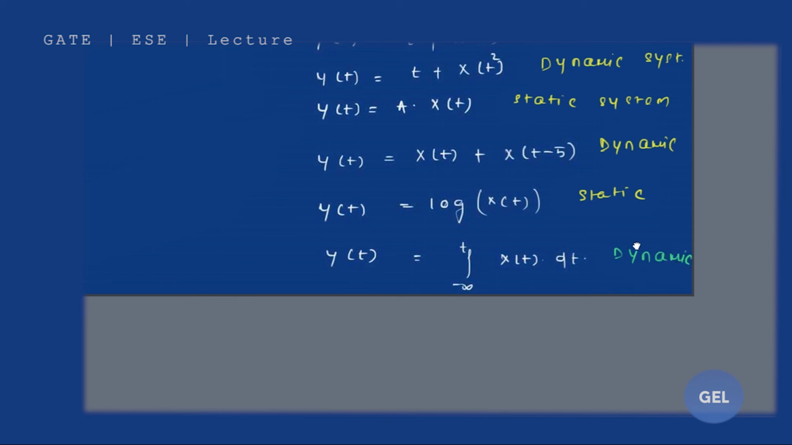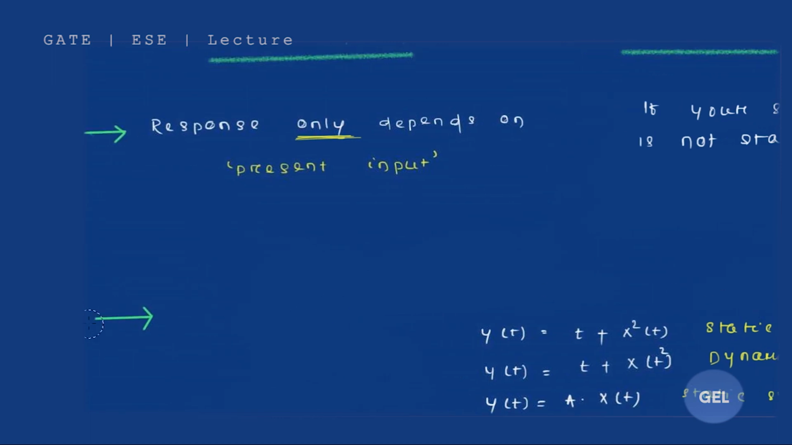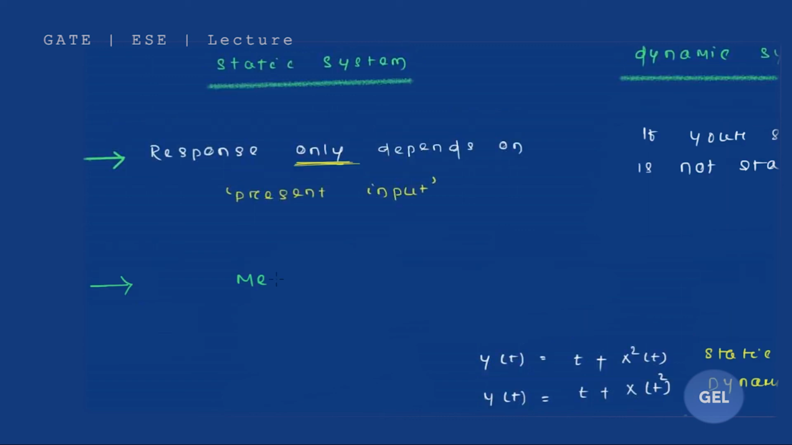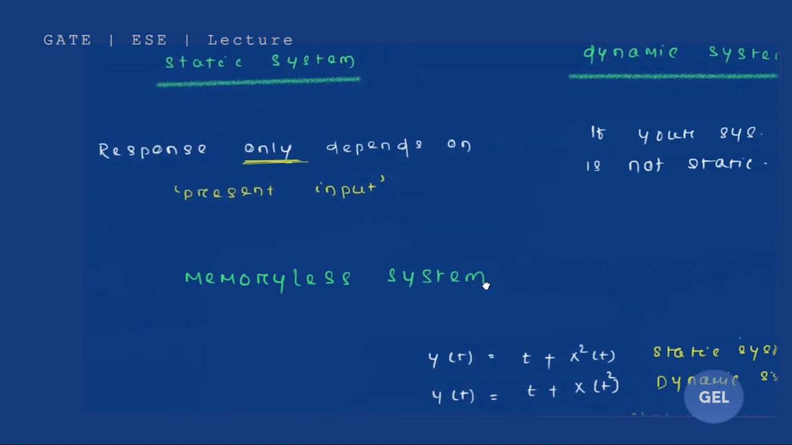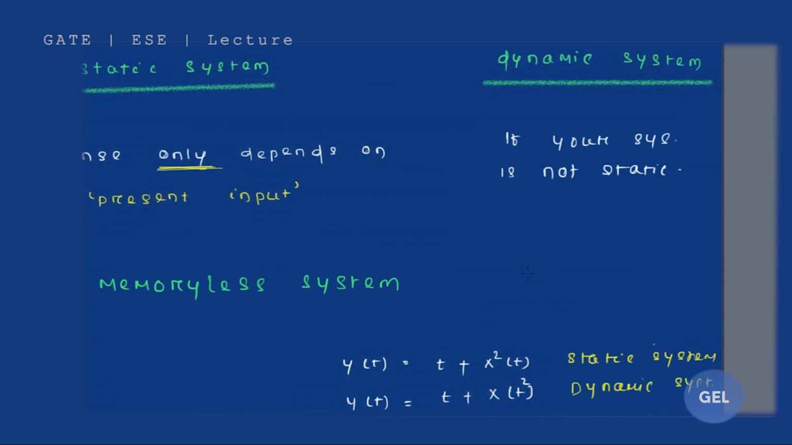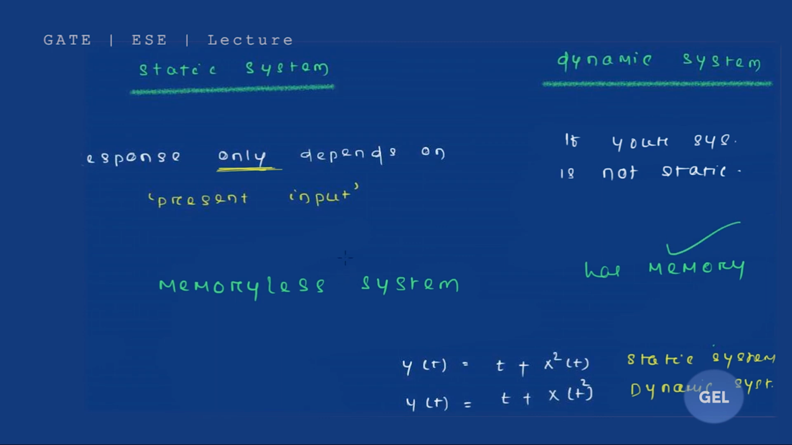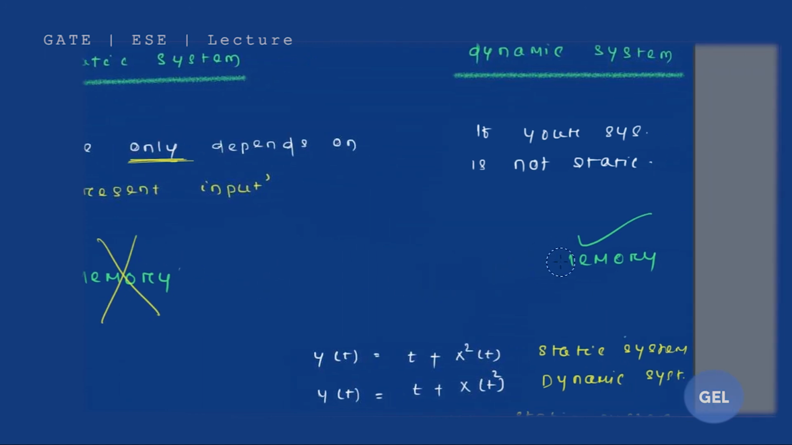Clear? One very important point I forgot to tell you, that static is only depending on present input. So it is a memory-less system. But always remember, dynamic system has memory. Clear this concept? So we can also say it has memory and it doesn't have memory. You can say in this way: static doesn't have memory, and dynamic has memory.